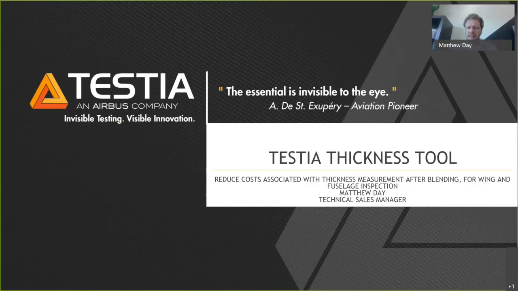My name's Matthew Day, Technical Sales Manager for the UK, and we're going to be talking about reducing costs associated with thickness measurement after blending for wing and fuselage inspection.